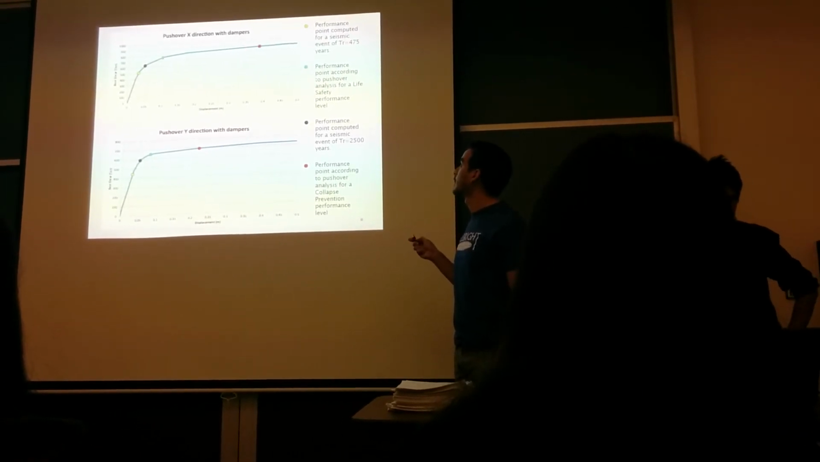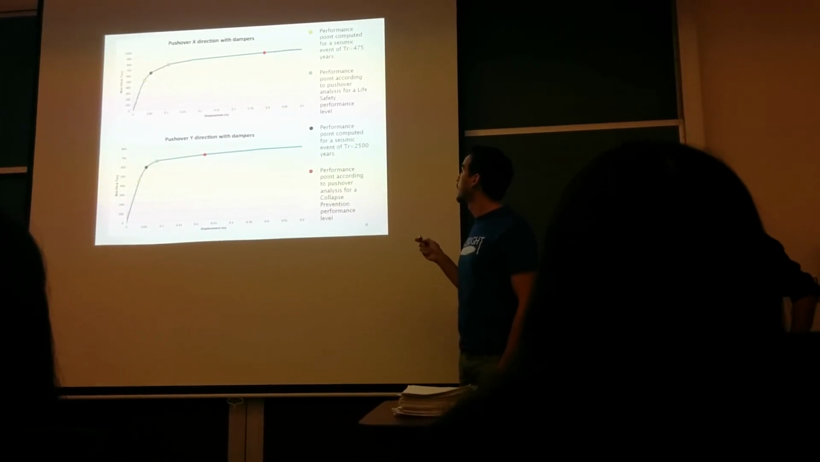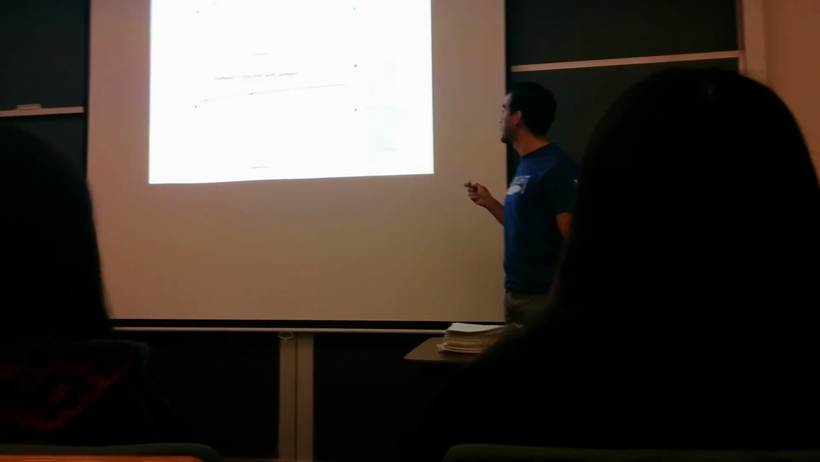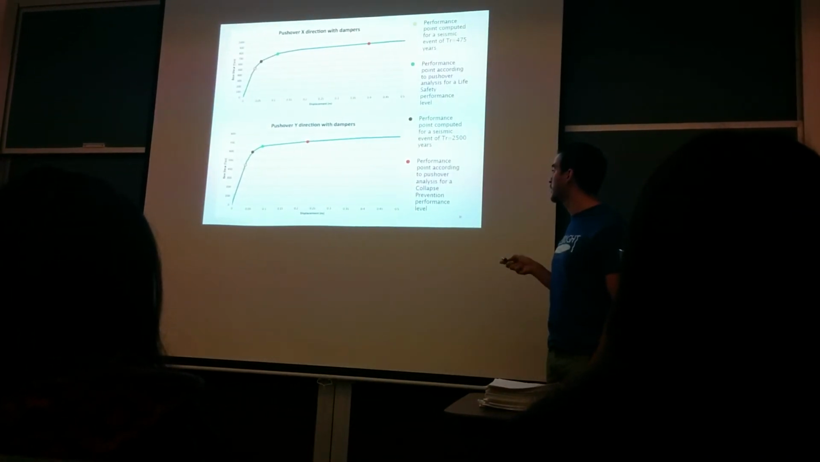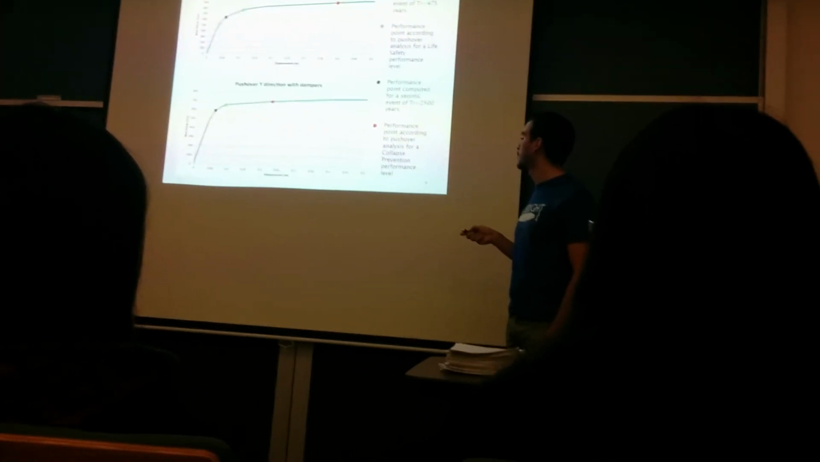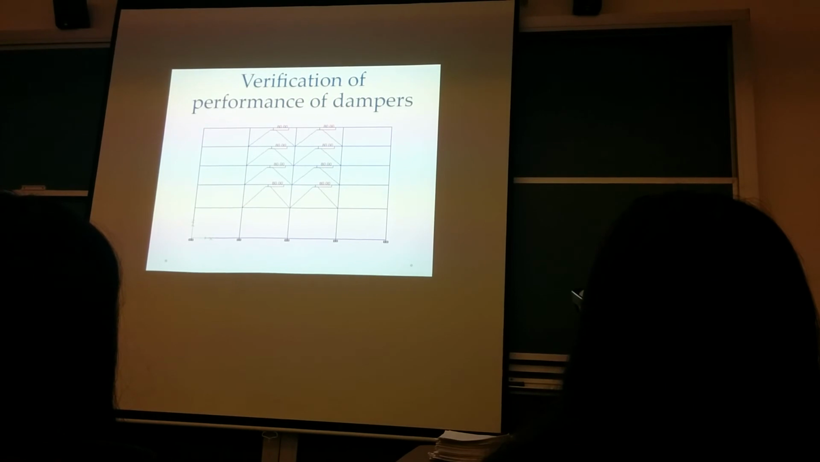It's in front, meaning it can reach a higher displacement compared to the target displacement. That's this for the 475 years. For the 2,500 years, it happens the same way. This point lies in front of this point, so that's acceptable according to the code.